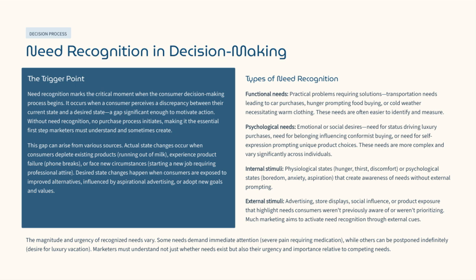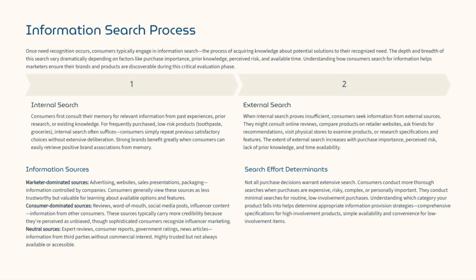Not all purchase decisions require extensive searching. Typically, consumers conduct more thorough searches when the product is expensive, risky, complex, or personally significant. On the other hand, for routine, low-involvement purchases, they tend to do minimal research. Understanding which category your product falls into is crucial because it guides us on how to best provide information. For high-involvement products, we might focus on comprehensive specifications and detailed information. For low-involvement items, simple availability and convenience are key.